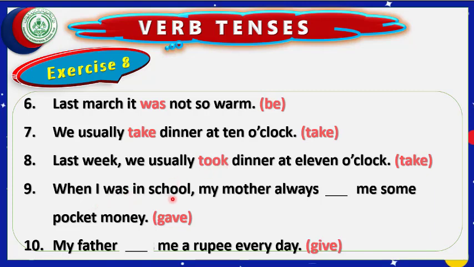Number 9, when I was in school, my mother always dash me. When I was in school shows we are talking about past. Therefore, it will become, my mother always gave me. Come to the next. My father dash me a rupee every day. What will be here? My father gives me a rupee every day, because we shall complete it in present simple. We have completed exercise 8. Let us move to the next exercise.